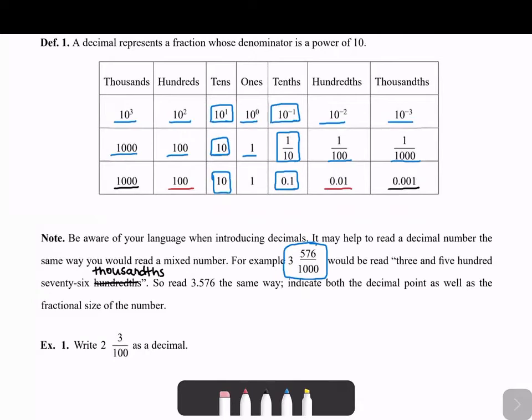You can read 3.576 the same way. I just said it as 3.576, because those are the digits that are there: a 3, a decimal point, and then a 5, a 7, and a 6. We can read this number the same way whenever we're introducing these concepts. We can read this as 3 and 576 thousandths, reading it the same way as the fraction, to show that 0.576 really does represent the fraction 576 over 1,000.